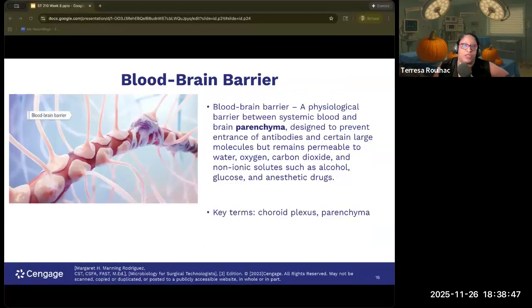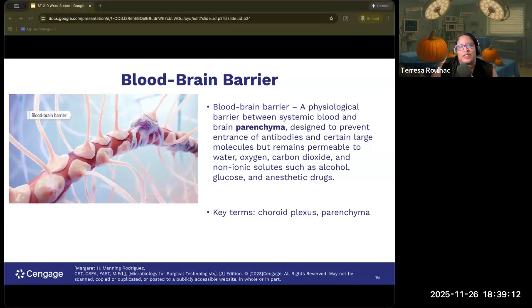Now, one of the big things we talk about is the blood-brain barrier, the BBB. This is the brain's protective shield. It protects the brain by blocking harmful substances in the blood while allowing essential ones like oxygen, glucose, and some medications to pass through.